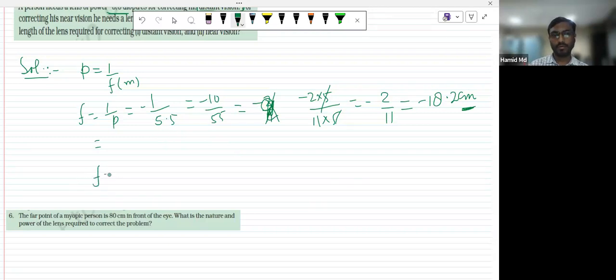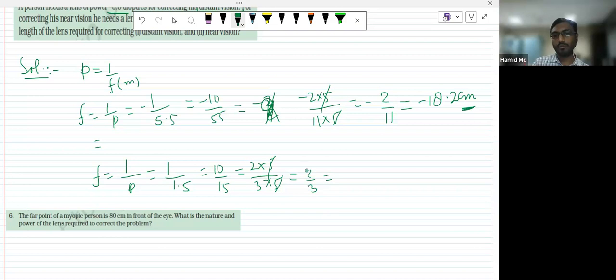F is equal to 1 by P, and this P is how much? 1 by 1.5. This is 10 by 15, which means 2 into 5 divided by 3 into 5. The 5s cancel. This is 2 over 3, right? And what is the final one?